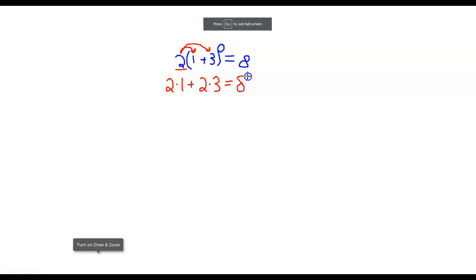Now, remember, we have our rule of equality. So whatever we did on the left has to still equal what we did on the right. Let's see if what we have here still equals 8. 2 times 1 is 2. And I add that to 2 times 3, which is 6. Is 2 plus 6 equal to 8?